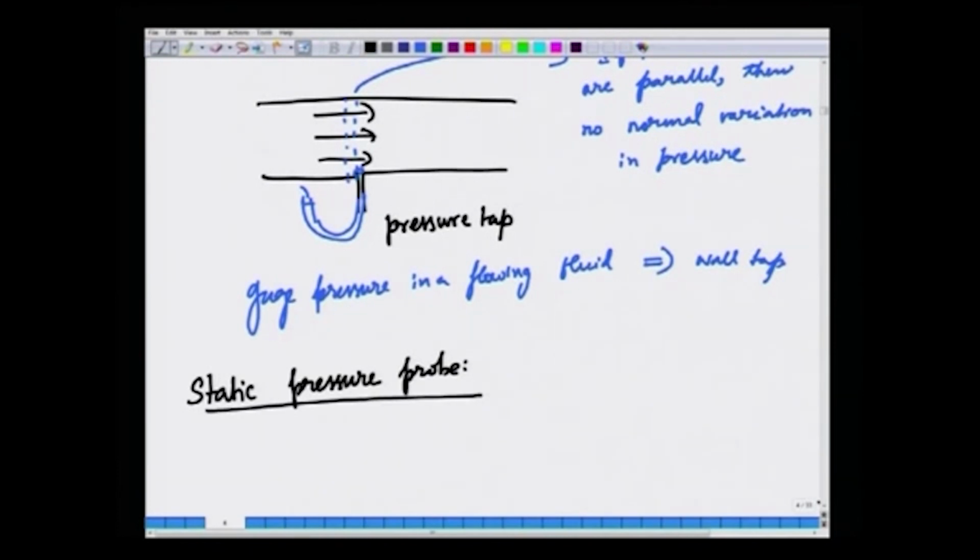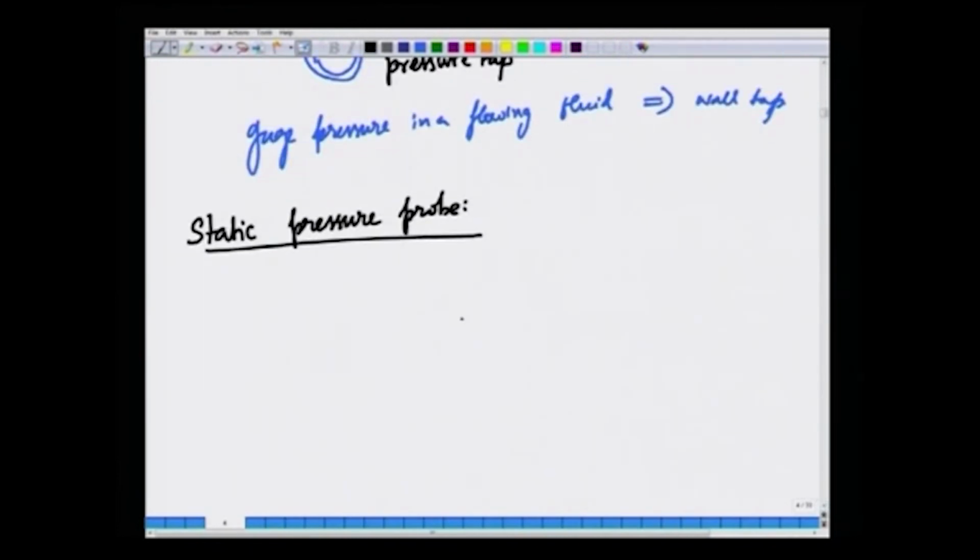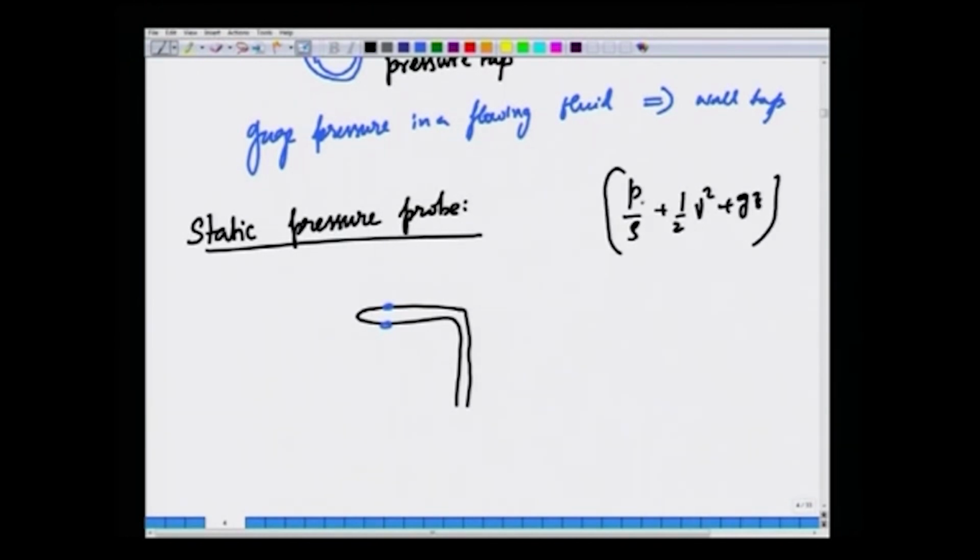Essentially, the static pressure probe has a small tube with two holes at the top and bottom. This is another way of measuring the pressure in a flowing fluid. The pressure that appears in the Bernoulli equation is also called the static pressure.